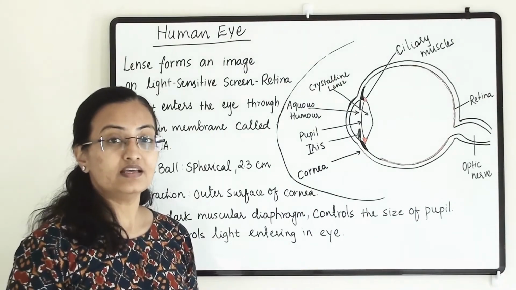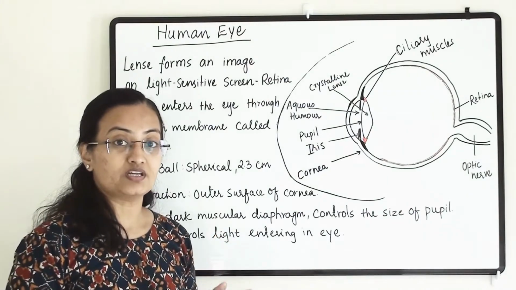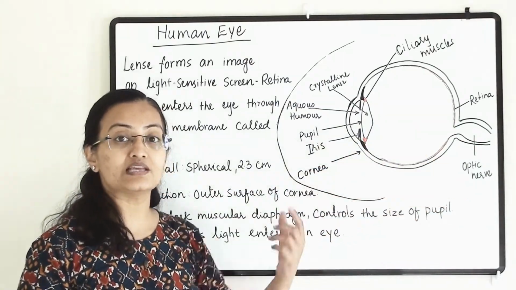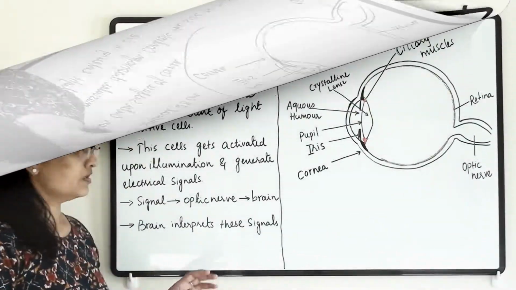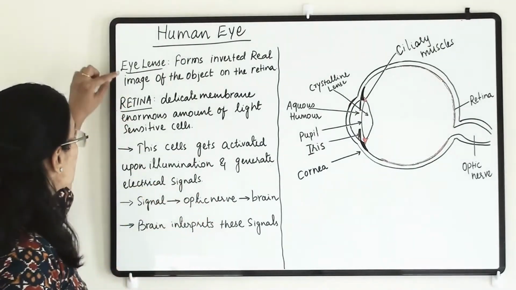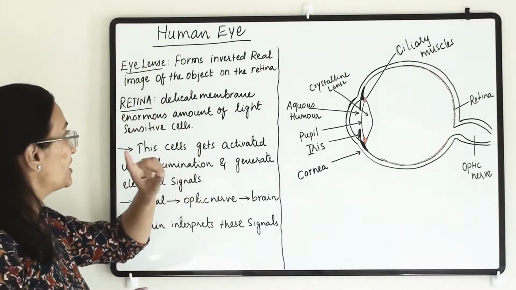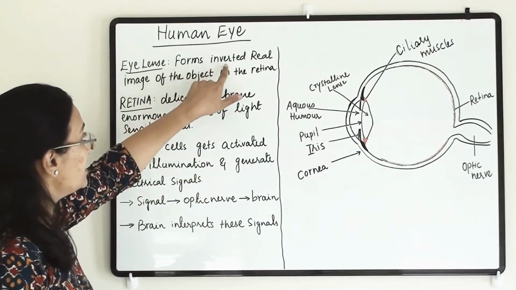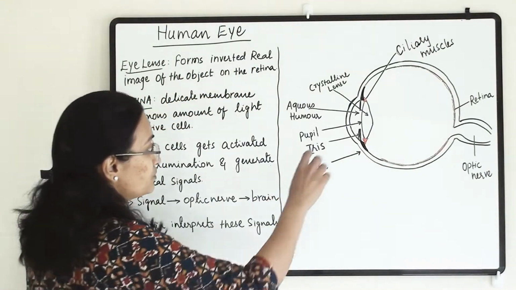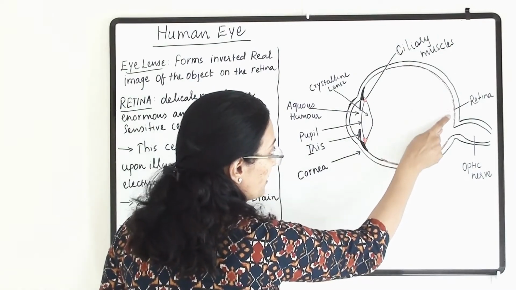Now let us learn that when we are seeing or observing any object, how that image forms at the retina and how our brain senses that signal. This is how we get to know what the object is. First is the function of the eye lens, that it observes the object and then forms an inverted and real image of the object on the retina. So this lens will form an inverted and real image on the retina.